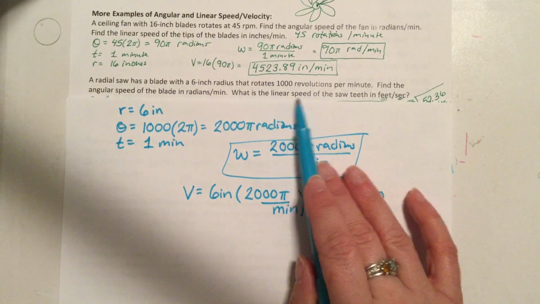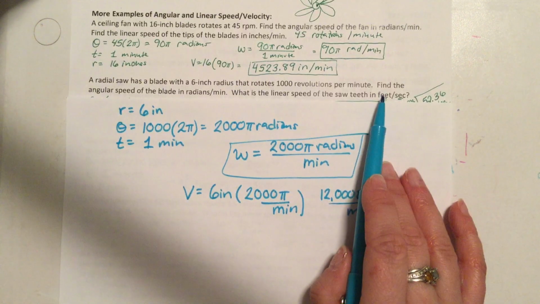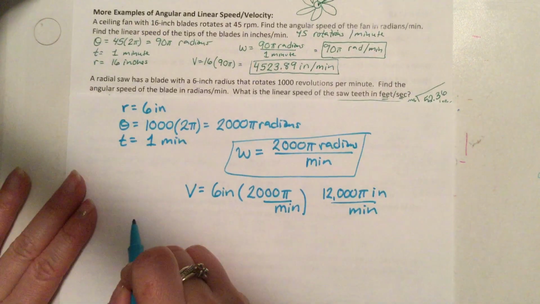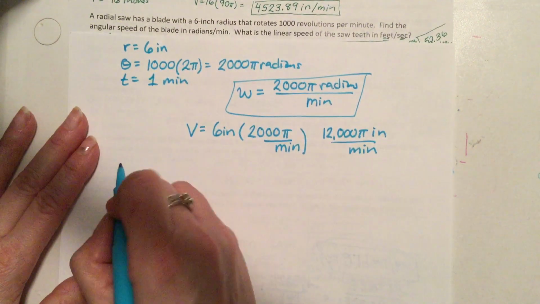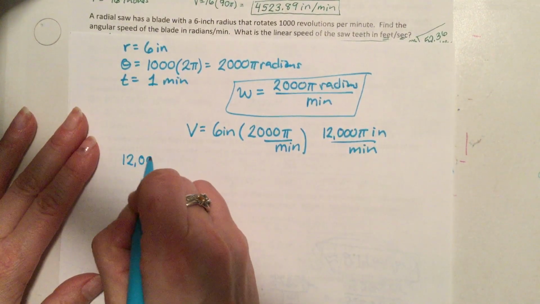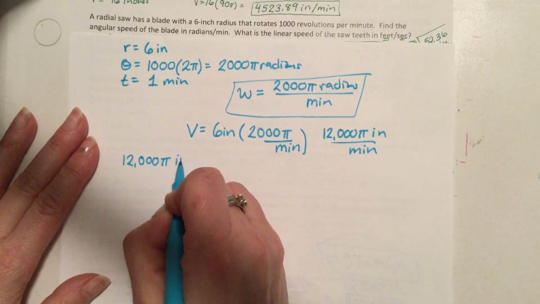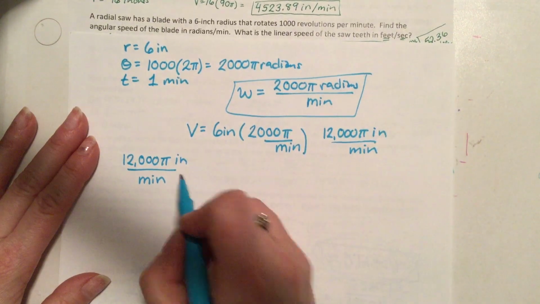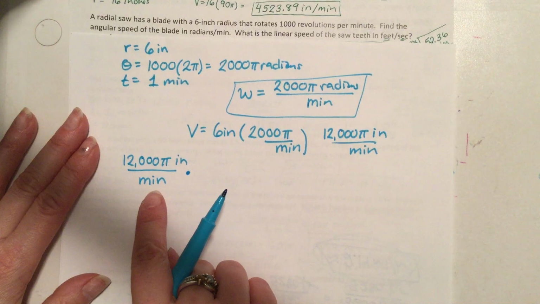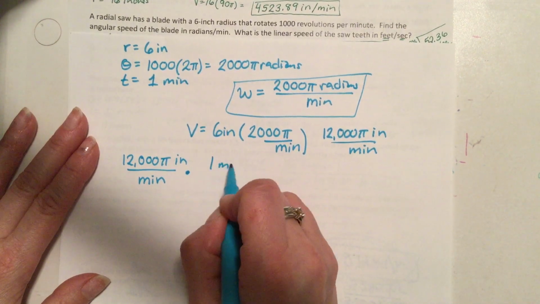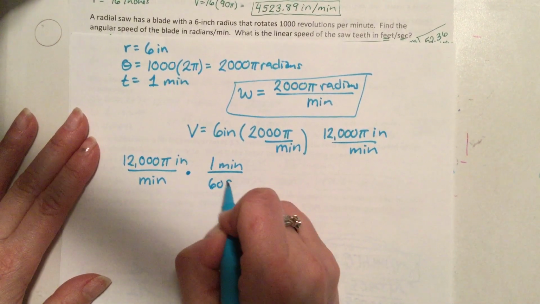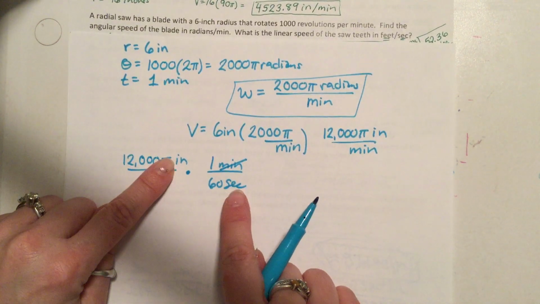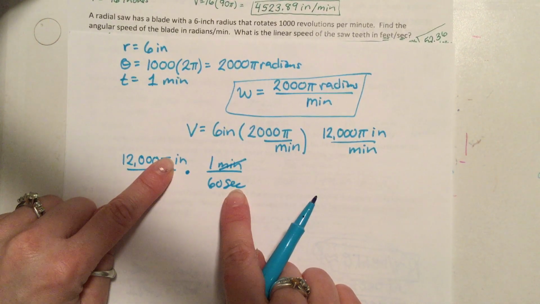Now let's see what they want. They want the linear speed of the saw teeth in feet per second. We have inches per minute. So we're going to go over here so we have some room to do some conversions. So 12,000 pi, it's inches per minute. If I want to go to seconds, I need to cancel minutes. So I know in 1 minute, there are 60 seconds. Minute cancels minute. So right now I have inches per second. They want feet per second.